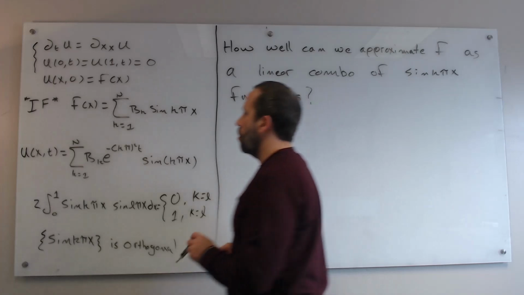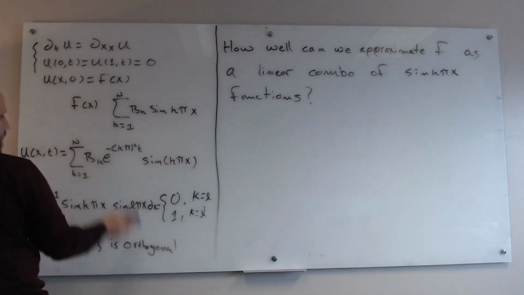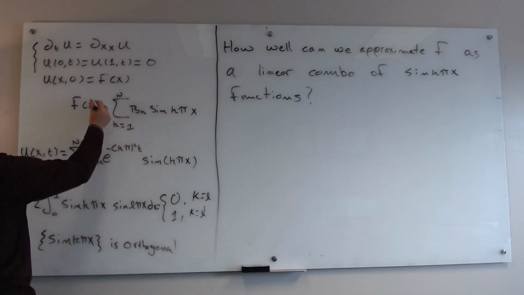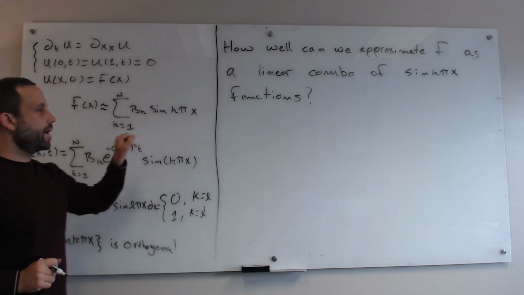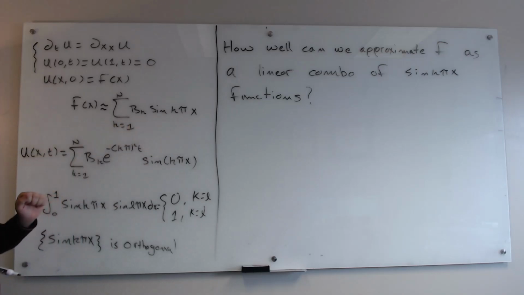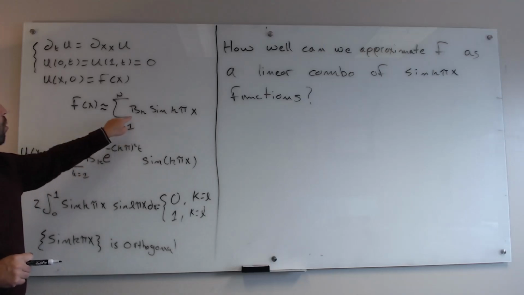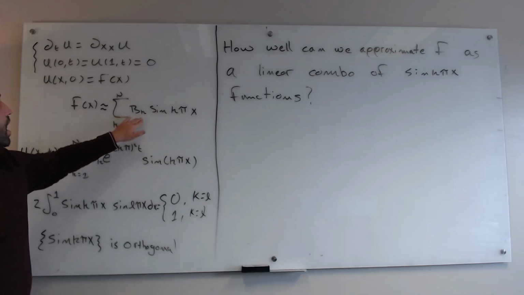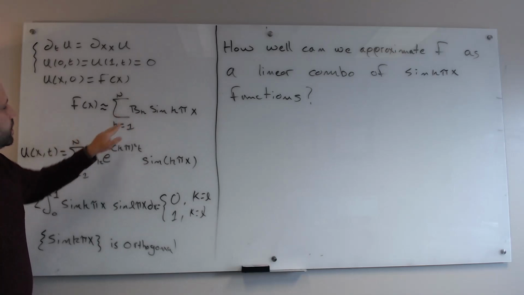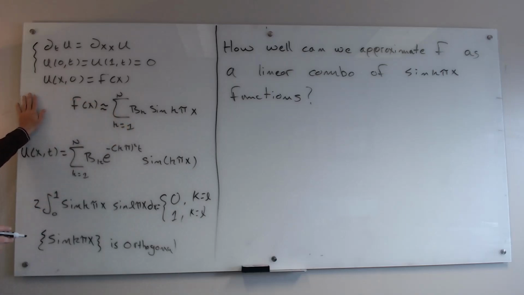Okay, so in other words, what if we know that f of x is approximately equal to this sum of bk sine k pi x? Question one is, if it's approximately equal, what are the bk's? Like, what bk's give me the best approximation? Because now if f of x is equal to x squared, I don't know what the bk's are, right? So the first question is, what bk's are going to give me the best approximation?